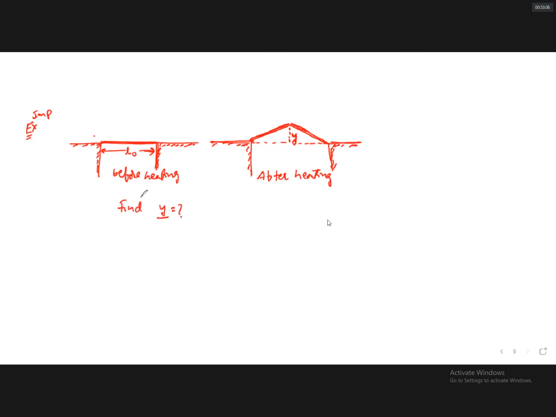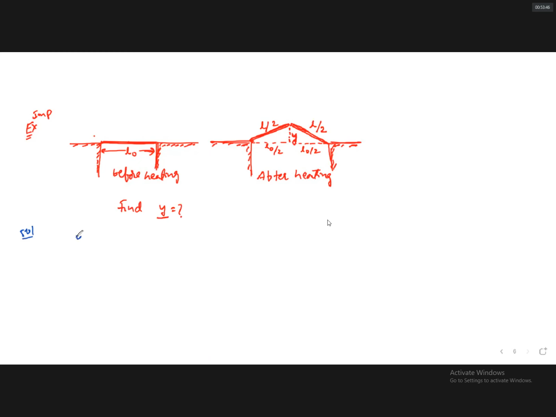And y is in the diagram. The initial length of this rod is L0, and the final length is L. Total length is L, so each half is L by 2. From the geometry of the diagram, this is L0 by 2. After heating, we consider the length of half of the rod.